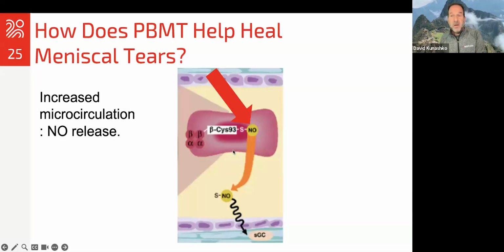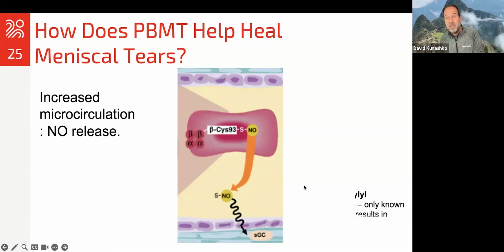Another mechanism of how photobiomodulation might help with meniscal tears is through the release of nitric oxide. Nitric oxide is released intracellularly from cells that are inflamed and exposed to light therapy. There's also some research to suggest that nitric oxide that is bound to red blood cells can also be unbound, or dissociated from red blood cells, and go into the bloodstream.